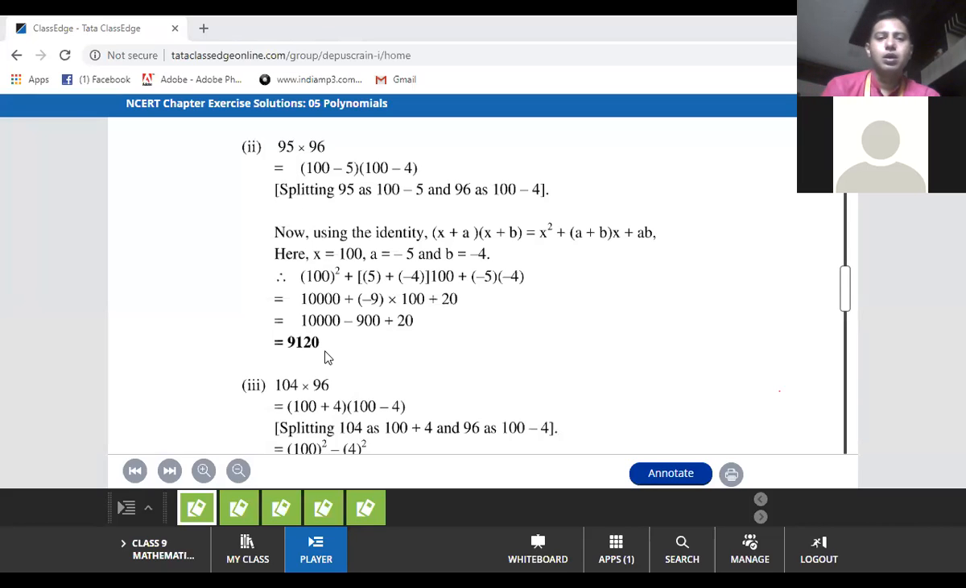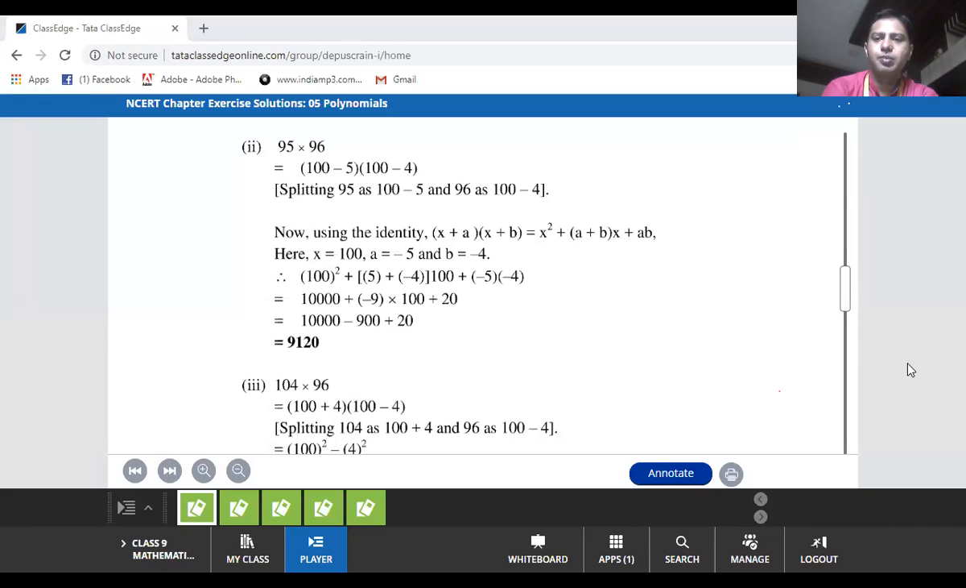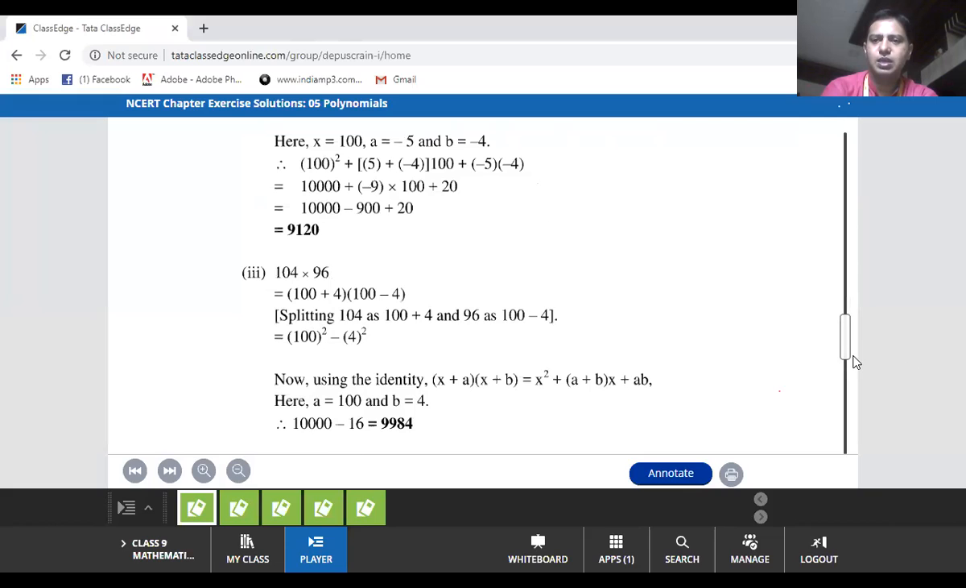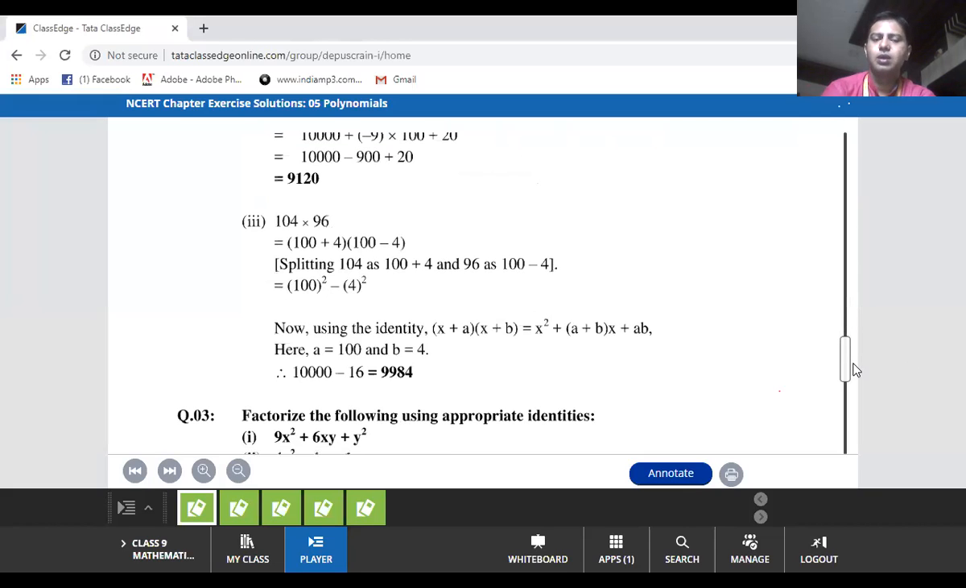Now, next question is 104 into 96, that is 104 can be represented as 100 plus 4 and 96 can be represented as 100 minus 4. So it will be 100 plus 4 into 100 minus 4. We'll apply a plus b into a minus b, that is a square minus b square. Here the value of a is 100 and the value of b is 4. So it will be 100 square minus 4 square, that is 10,000 minus 16, the value will be 9984.